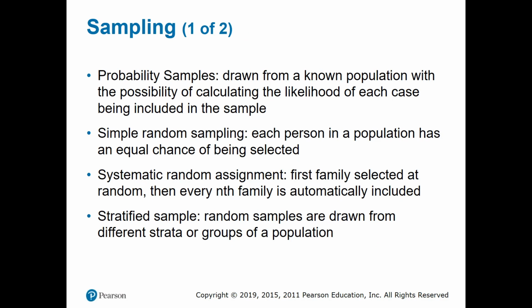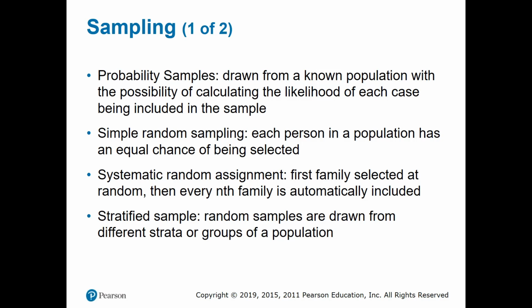Sampling, or finding samples from a population, the participants that we're actually going to use in terms of research. Probability samples draw from a known population with the possibility of calculating the likelihood of each case being included in the sample. Simple random sampling, each person in a population has an equal chance of being selected. Systematic random assignment, the first family selected at random, then every nth family is automatically included. So when I'm talking about nth, it's like every 10th or every 12th family.